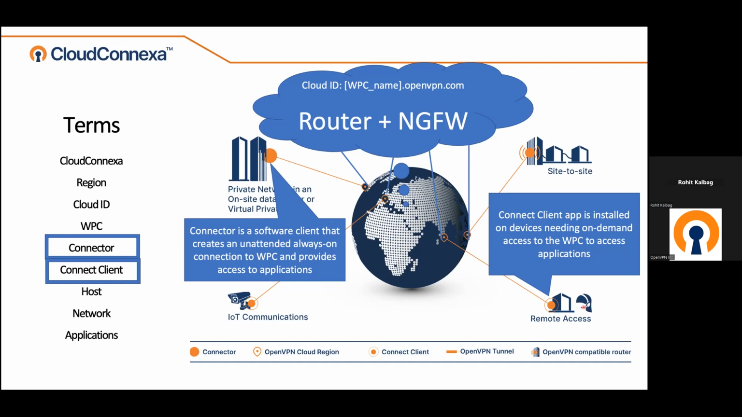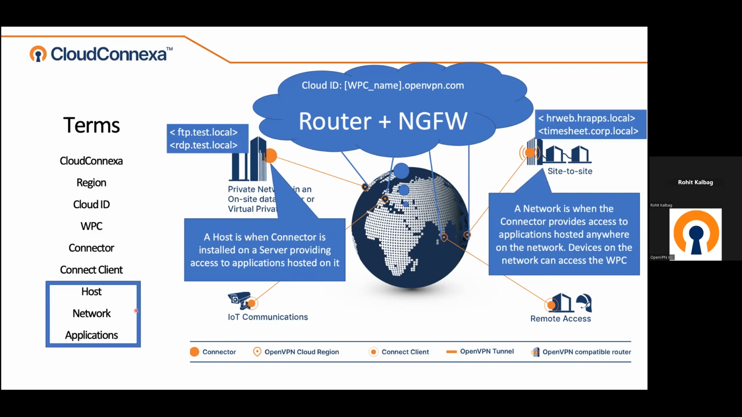And then, I talked about devices, users, user groups. All of them are relatable terms that I'm not going to cover here. Let's now look at host networks and applications. These are representations of an application server, a private network, and a TCP/IP service when you configure CloudConnexa. So an application server on which the connector is installed, and it is providing direct access to applications installed on that server, for example, ftp.test.local and rdp.test.local, we call it a host.